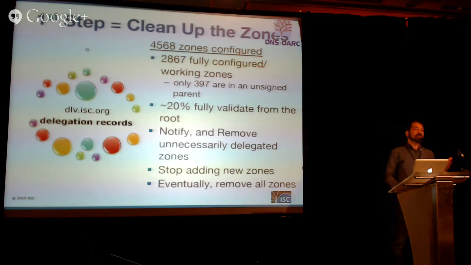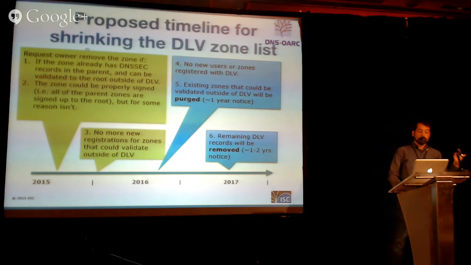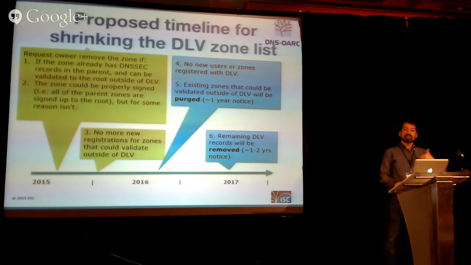A lot of people probably put their information in the DLV years ago and haven't thought about it in a long time. So we're going to give people a heads up now. Over time, we're going to stop adding new zones if they could be validated up to the root, saying go do it the right way, don't use DLV. And eventually the intent is to remove all the zones. The timeline on that is right now, we're doing the analysis and expect to be sending out the email for those folks that already can validate all the way up using normal DNSSEC. We'll let them know this in the next month or two.